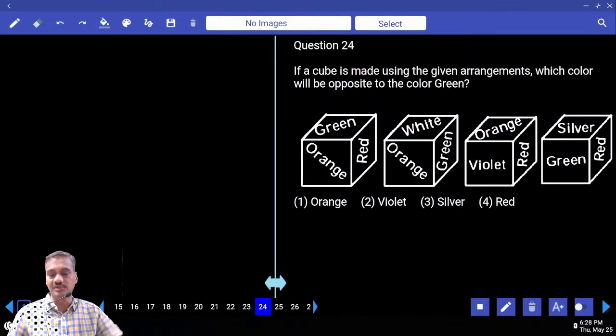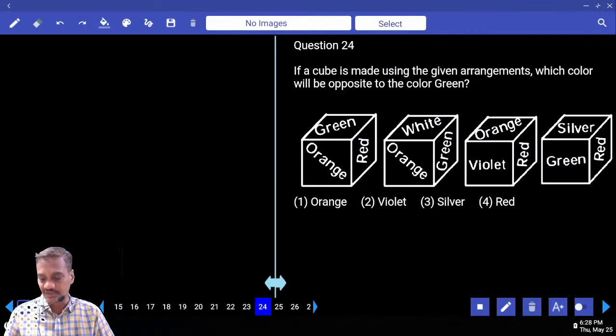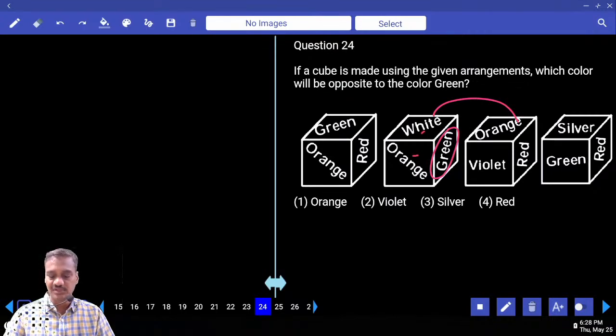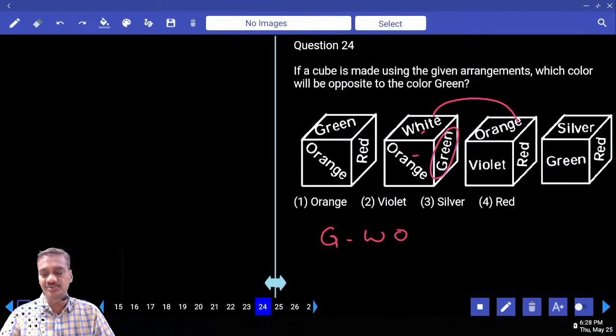Then the 24th one, we need to find out the color that is opposite to green. Now where is green here? If you observe here, green is at this place, isn't it? Now with this green, there are orange, red and orange, white. Then by taking these two figures, what is next to green? Green, white and orange. White and orange are adjacent to this green, and they cannot be opposite to green.